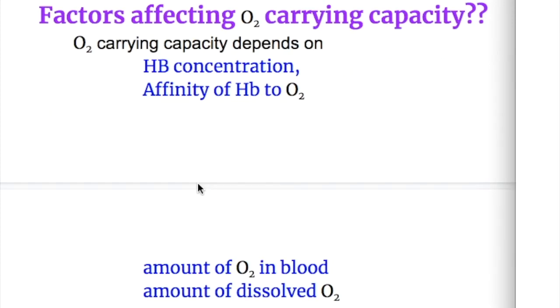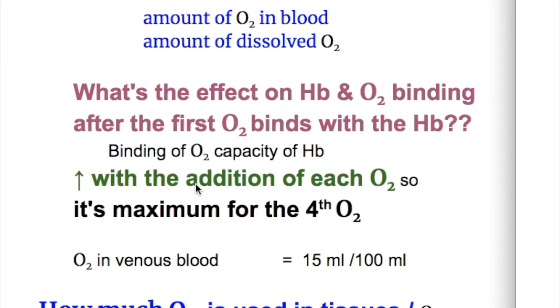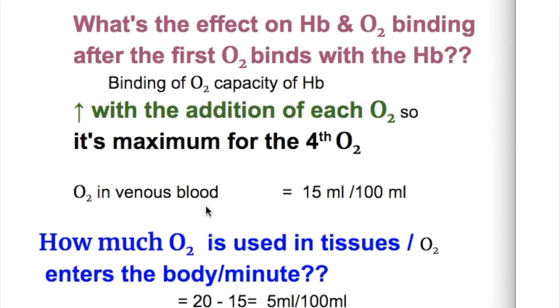What are the factors that affect the oxygen carrying capacity? Oxygen carrying capacity depends on hemoglobin concentration, affinity of hemoglobin to oxygen, amount of oxygen in the blood, and the amount of dissolved oxygen. What's the effect on the hemoglobin and oxygen binding after the first oxygen binds with the hemoglobin? Does it increase or decrease for the rest of the oxygen? The binding capacity of hemoglobin increases with the addition of each oxygen, so it's maximum for the fourth oxygen.